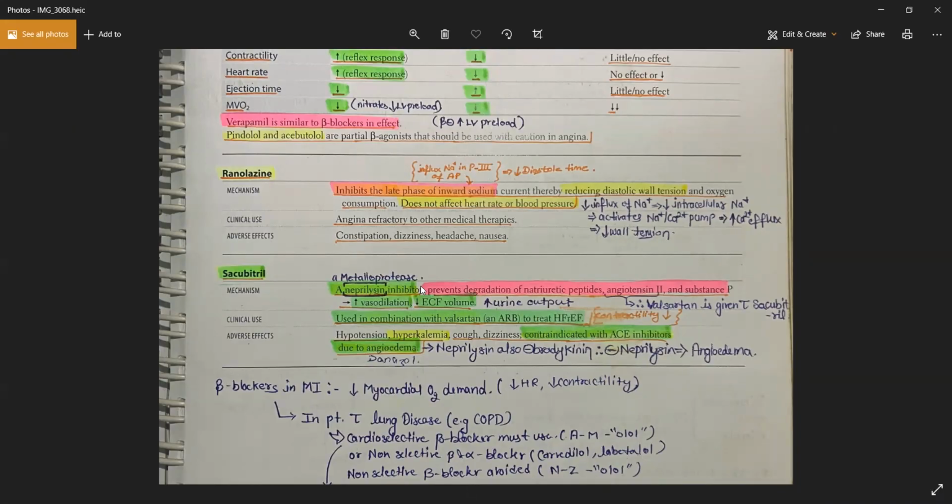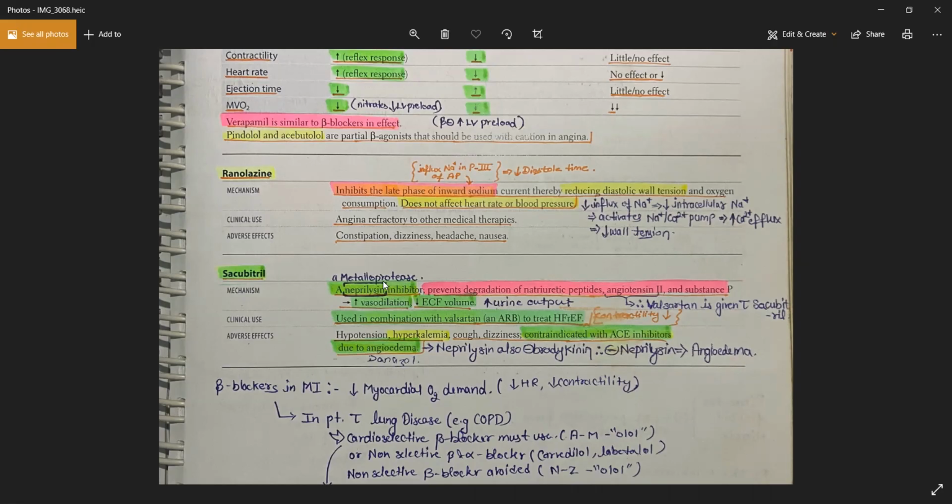Now, this neprilysin is also involved in the degradation of angiotensin 2, very important. So if you give the drug, what's going to happen? The concentration of ANP and BNP will increase. But at the same time, the concentration of angiotensin 2 will also be increased, right? And that's why the angiotensin 2 receptor inhibitors, which are the ARBs, are also given along with these drugs.